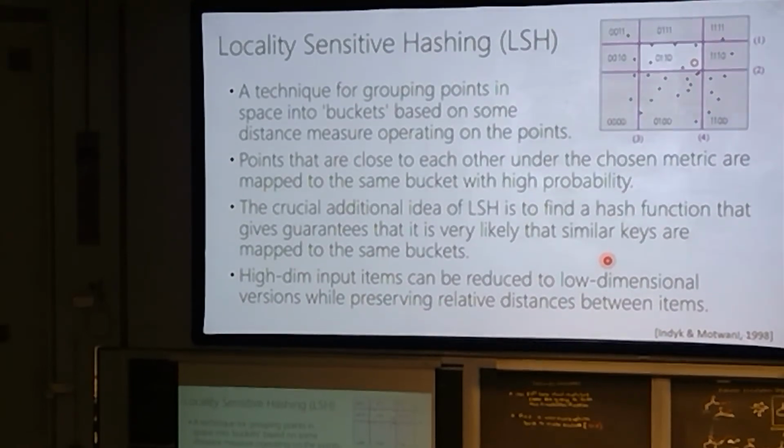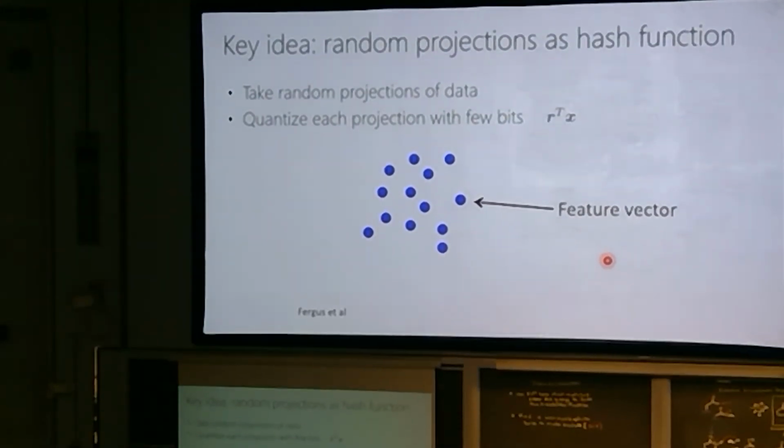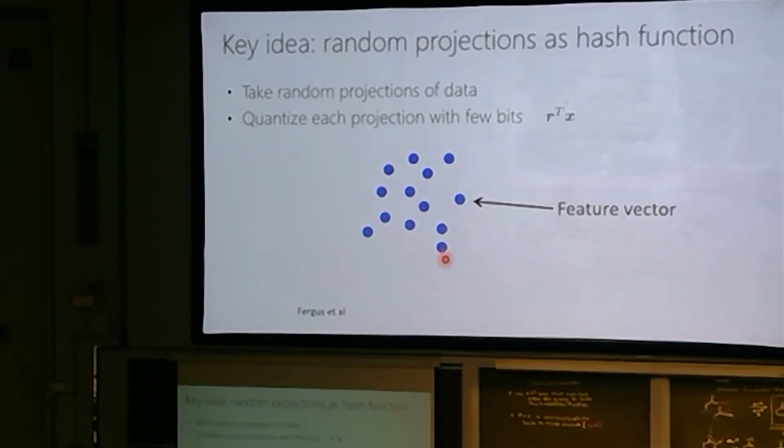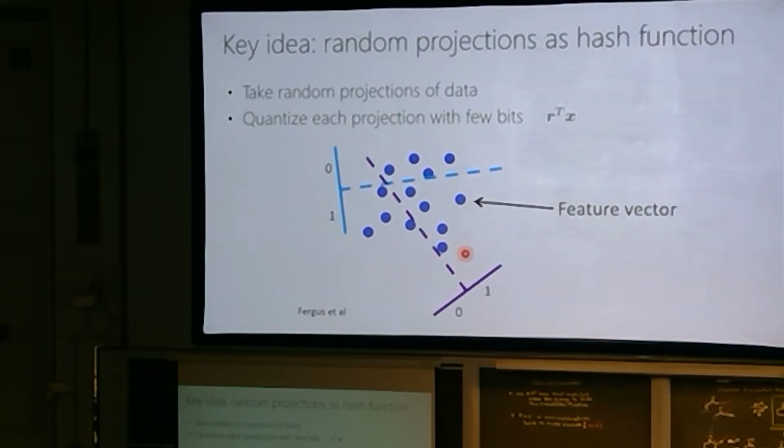So I'll just give you a sense of how that can work. It's going to be based on random projections. What you're going to do is take a bunch of data and generate a projection at random, like an R vector. So here's just some random orientation. This is in 2D, but of course you do this in high D. And you're going to do this several times.